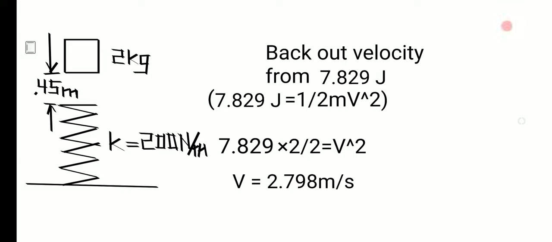So the last step, we back out the velocity from 7.829. We know the kinetic energy equation is 1/2 mv squared, and we know kinetic energy is 7.829. So all we do, plug in, we know mass is 2 kilograms. So we plug in everything, 7.829 equals v squared. Take the square root of that, and we get velocity is 2.798 meters per second. So there you have it. The speed at the equilibrium point is 2.798 meters per second.